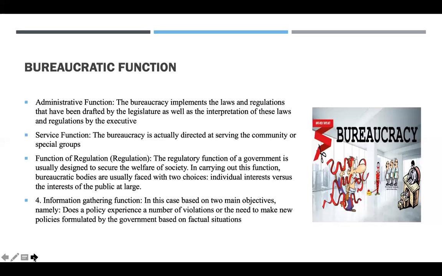Just make sure that all people in micro, small, and medium enterprises have the same point of the subsidy, and make sure that they all get the subsidy, and so on and so forth. So that's the regulation. And then the last one is the information gathering function. In this case, based on two main objectives: does a policy experience a number of violations, or is there a need to make new policies formulated by the government based on the factual situation.